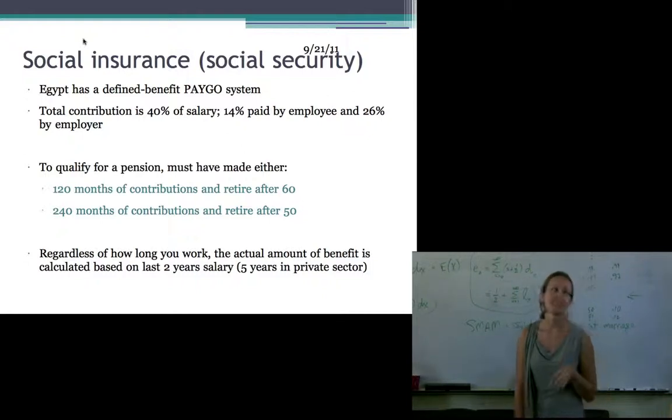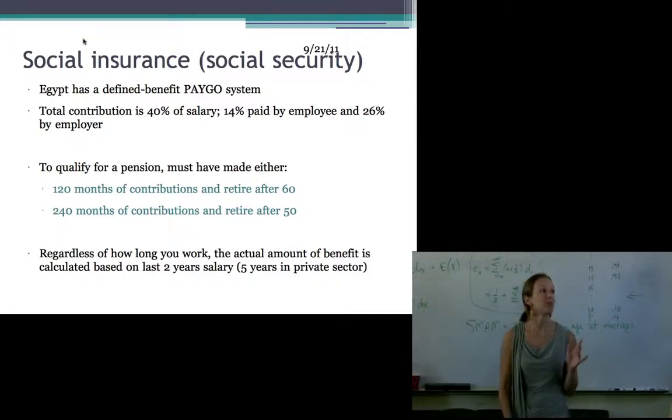To qualify for a pension, this is really convoluted. It took me a long time to figure it out. You have to have made 120 months of contributions and retire after age 60, so 10 years, or 20 years worth of contributions and retire after age 50. There's a couple of ways you can retire early and have your benefit reduced, but I don't understand them. The first 18 years of service don't actually count towards calculating your benefit. Your benefit, the actual amount of money that you get, is calculated based on your last 2 years of salary in the public sector, and your last 5 years in the private sector.